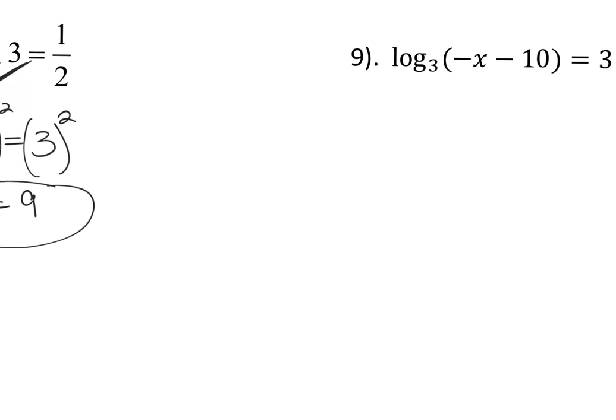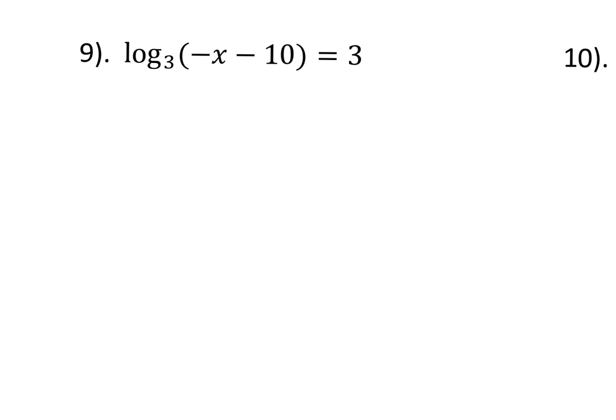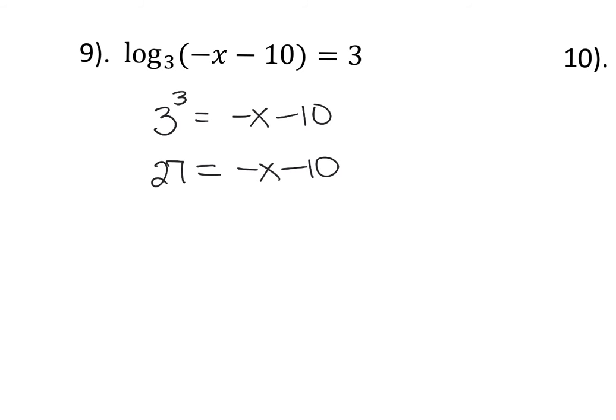And then just getting slightly harder where there's more than one thing in the position, whether it's the argument or the exponent. Same idea though, only log on one side. So my base is 3 to my exponent of 3 is equal to my argument, which is that entire parenthesis. And then we're going to simplify and solve. So 3 cubed, 27, equals negative x minus 10. And to solve for x, I'll add 10. And divide by negative 1.